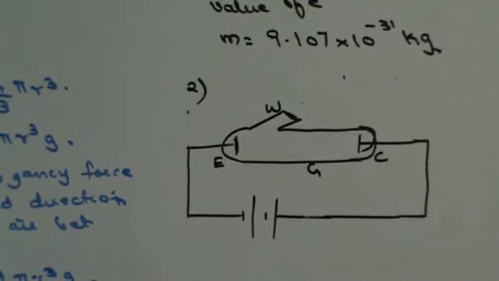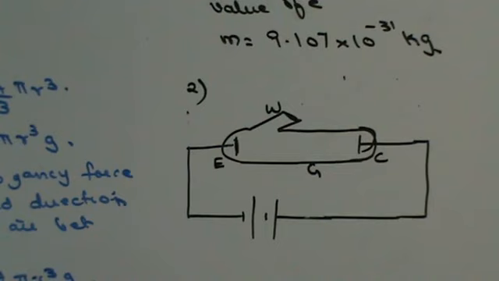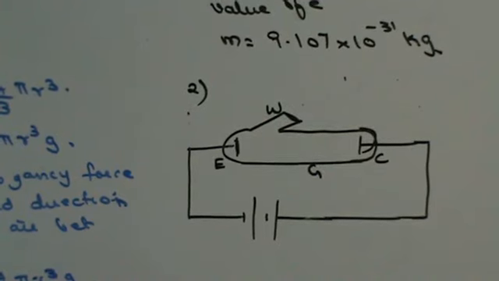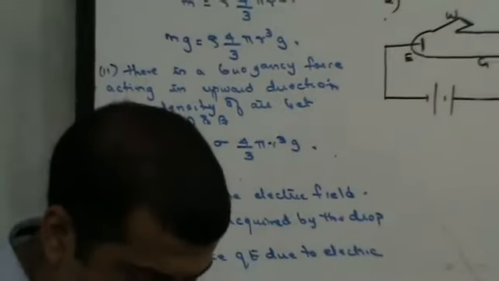Next, define threshold frequency. The frequency at which photoelectric current begins to flow is called the threshold frequency.